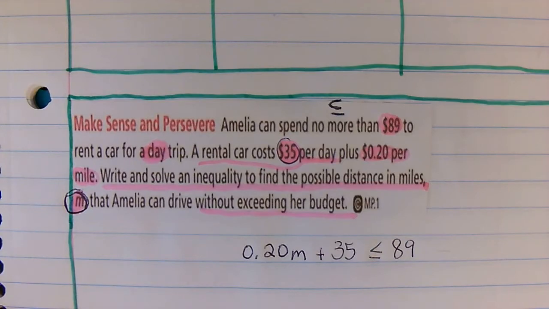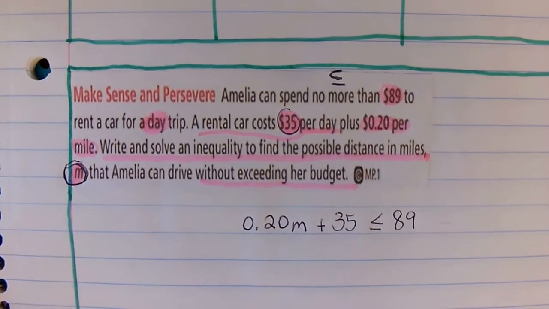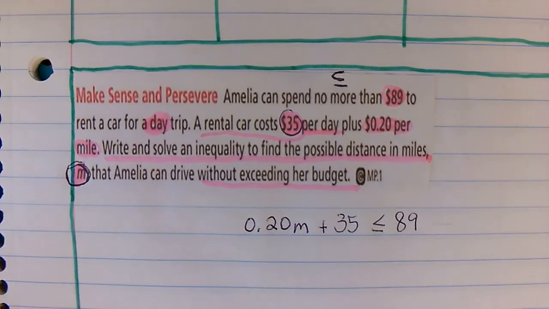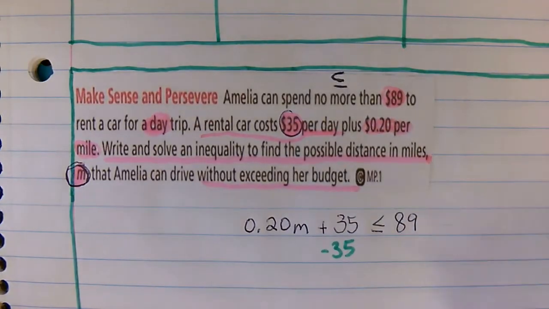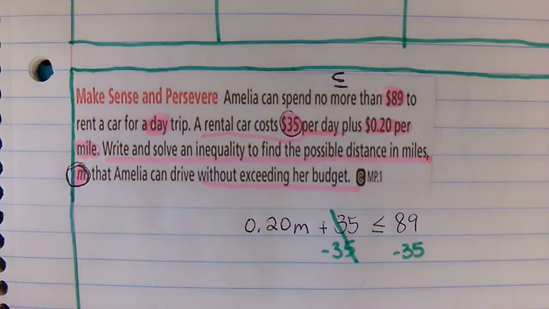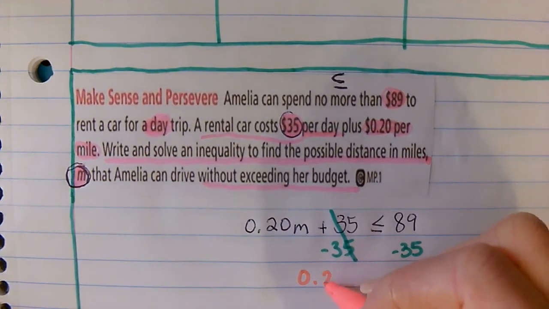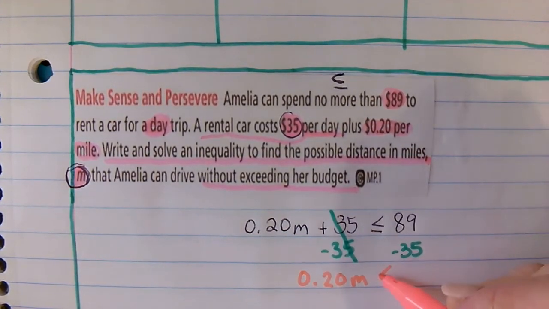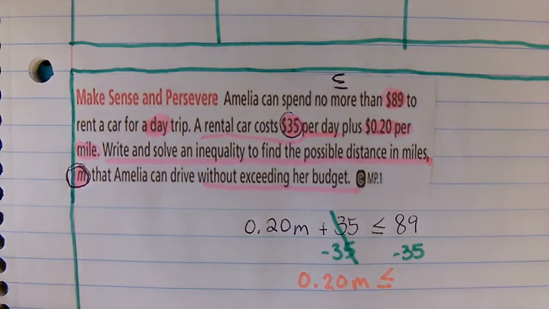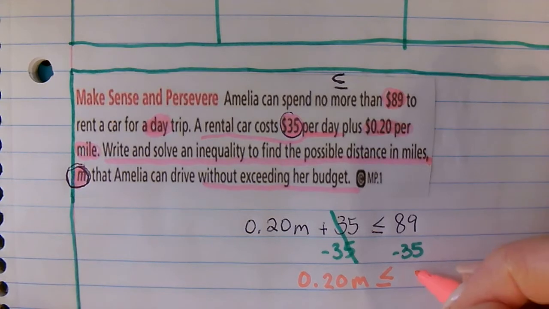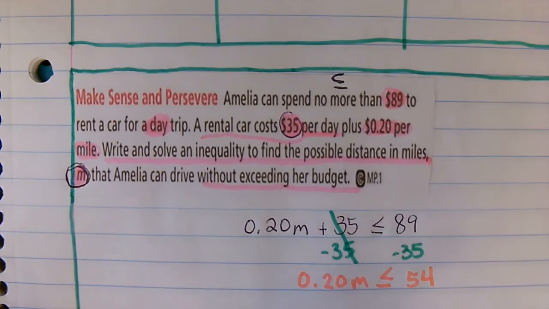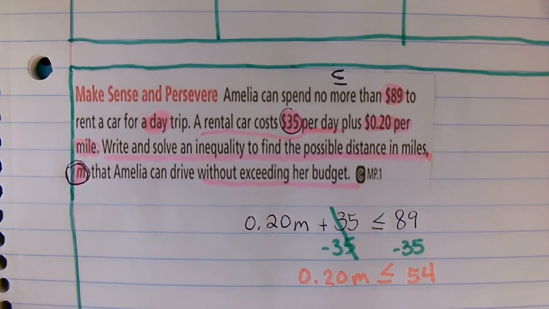Once you've written that down, then we follow the rules, and that means the first thing we're going to do is subtract 35 from both sides. We'll do a minus 35 here, and a minus 35 here. Cancel these out. Bring down 0.20M, less than or equal, and then 89 minus 35, that is 54.